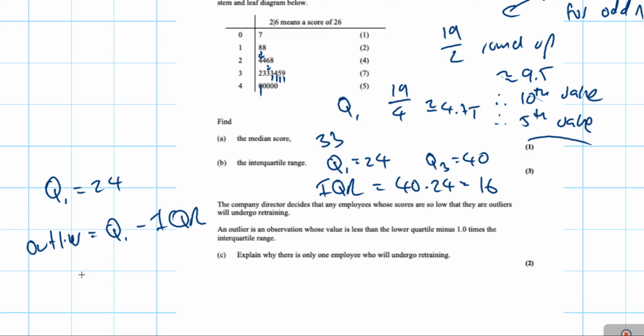So Q1 is 24, and the interquartile range is 16. So 24 minus 16 is equal to 8, and we can see here that there is one value that is 7, so therefore 7 is the outlier in this case.